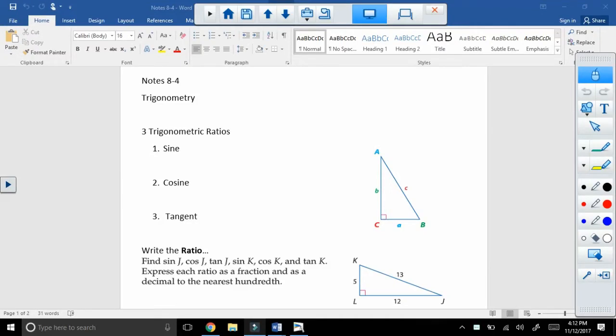Hi class, today we are doing some trigonometry. So if you had algebra last year here at the high school, you probably had some of this, but if you didn't, this might be completely new. So we'll start out with some of the basics.